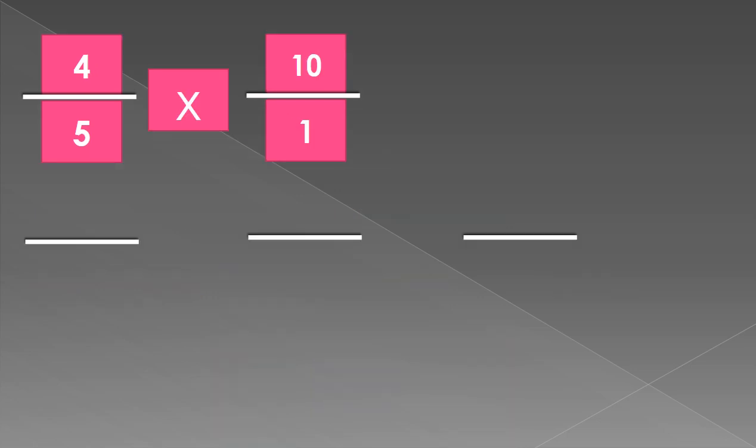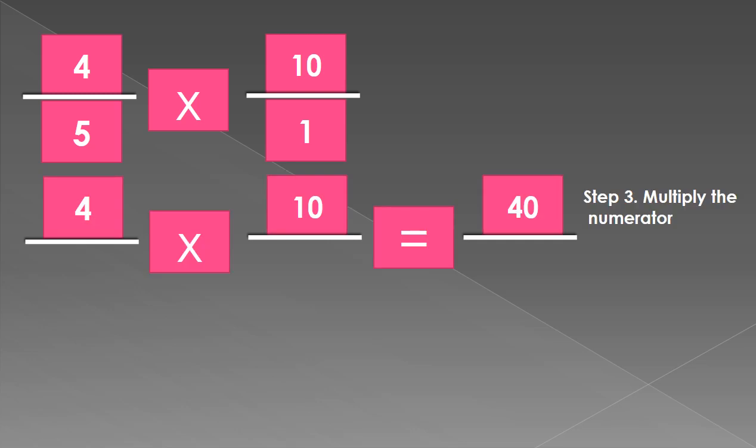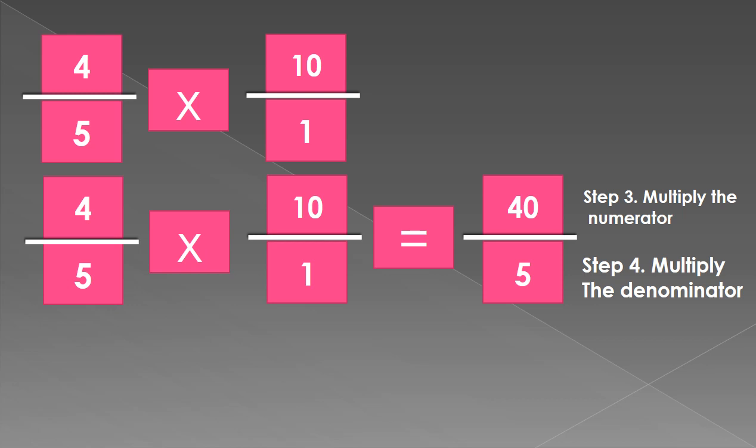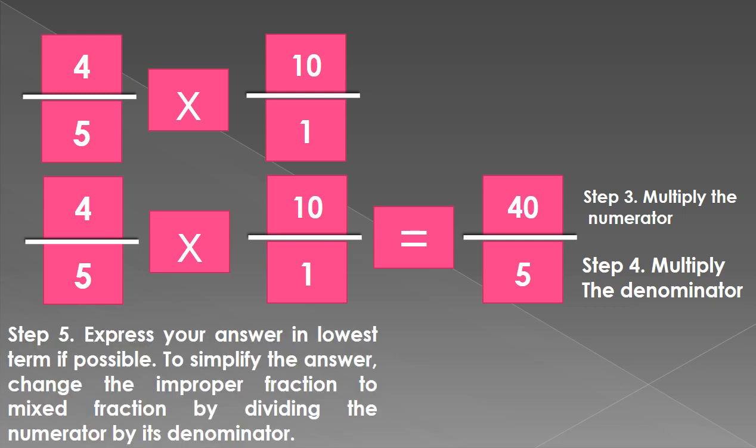So 4/5 times 2/1, let's go to step number 3. We're going to multiply the numerator first. So 4 times 2 is equals to 8. And then step number 4, multiply the denominator, which is 5 times 1 is equals to 5. So the answer is 8/5. Now step number 5, express your answer in lowest term if possible.